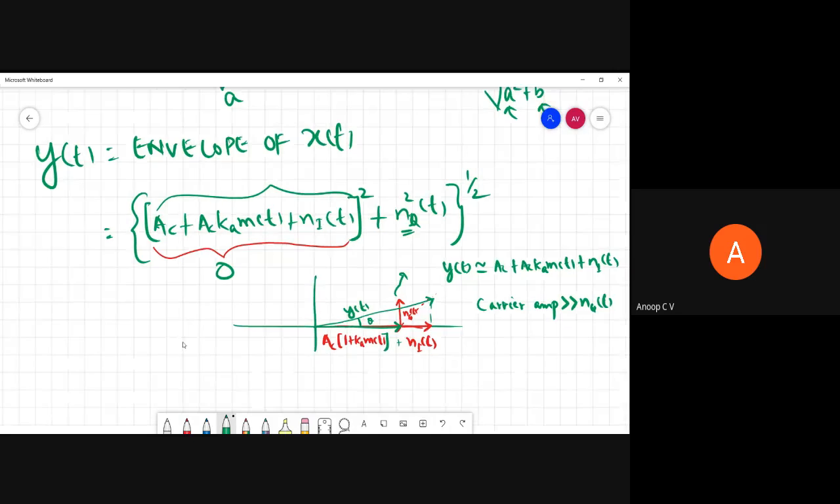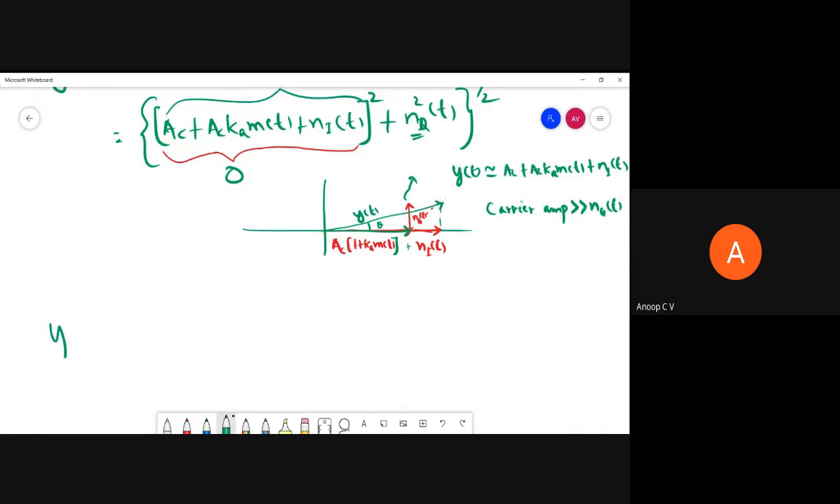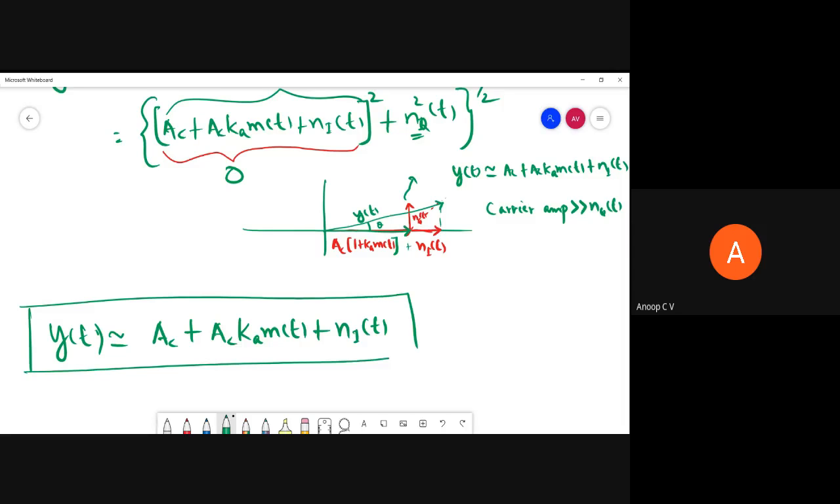So we can approximate this y of t as Ac plus Ac k m of t plus ni of t. This y of t can be approximated like this. Now what we need to do is analyze this.